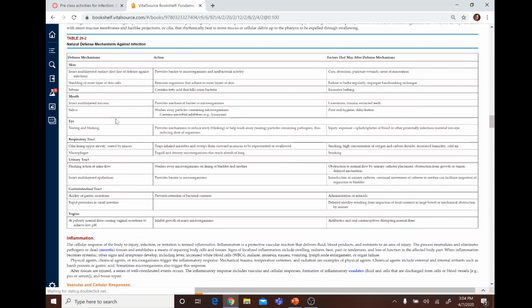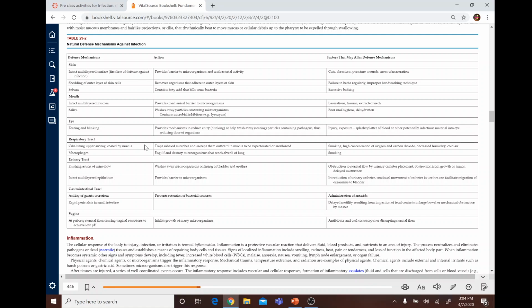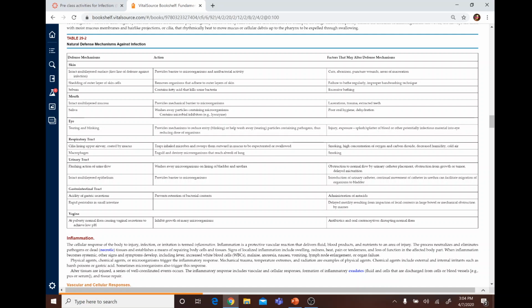Let's talk about the respiratory tract. What is the action of the cilia lining the upper airway coated by mucus? Traps inhaled microbes and sweeps them outward in mucus to be expectorated or swallowed. What are some factors that may alter the defense mechanisms of the cilia lining the upper airway coated by mucus? Smoking, high concentration of oxygen and carbon dioxide, decreased humidity, cold air.